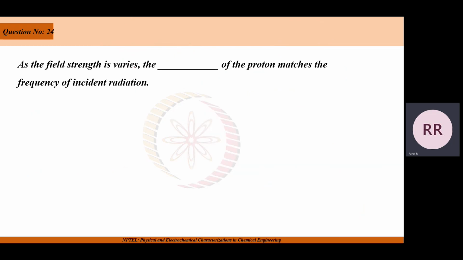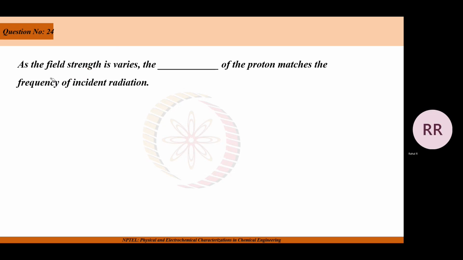As the field strength varies, the dash of a proton matches the frequency of incident radiation. Here in this question, it says that as we vary the strength of the field, something that is related to a proton matches with the frequency of the incident radiation. Okay, can I read the question once again?